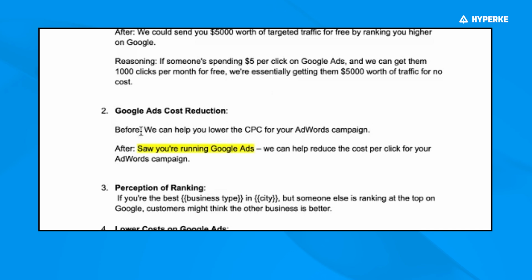We can help you lower the CPC for your AdWords campaign. However, if you send this, the effectiveness of this angle is going to be way lower than the second one, just because someone who is not running ads on Google wouldn't understand AdWords, they wouldn't understand CPC, and this is basically pointless to your list. So if 70% of the people in your list are not advertising on Google, this offering is pointless.